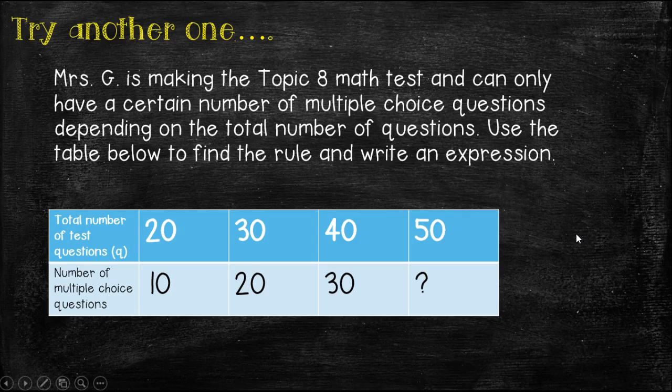So let's try another one. Mrs. G is making the Topic 8 math test and can only have a certain number of multiple choice questions depending on the total number of questions on the test. Use the table below to find the rule and write an expression. So here, this top line represents the total number of test questions. The variable we're going to give that is Q for questions. And then the bottom line talks about the number of multiple choice questions. Go ahead and see if you can figure out what the rule is and write the expression, and then come back and see if you got the same answer I did.